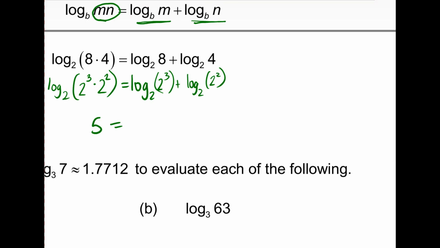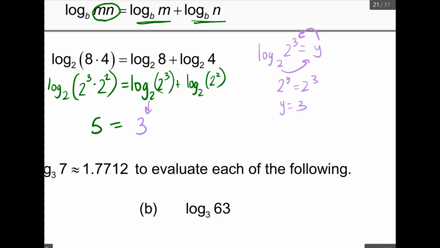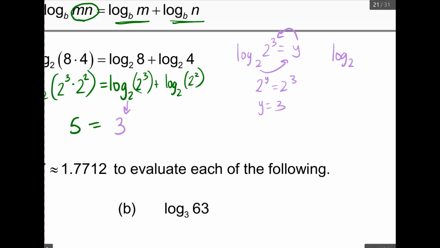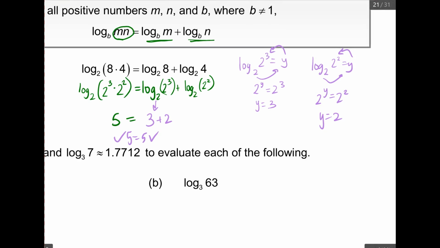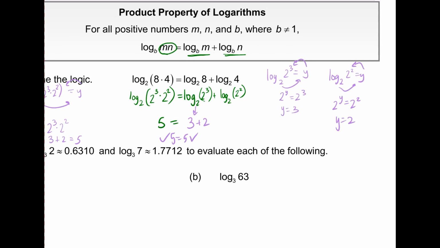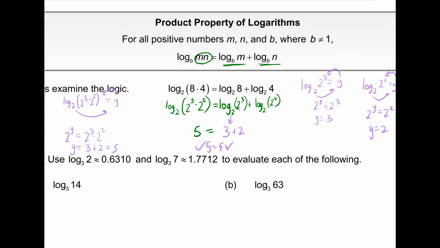So I'm on the right side. I'll have log base 2 of 2 to the third equals y. I'm just rewriting this in terms of exponential: 2 to the y equals 2 to the third. What's y here equal to? 3. Then I'm also going to write the log base 2 of 2 squared. 2 to the y is equal to 2 squared, so here y is equal to 2. 5 is equal to 5. So I'm proving the product property of logarithms. Alright, so that proves the product property. Now we can go ahead and use it.